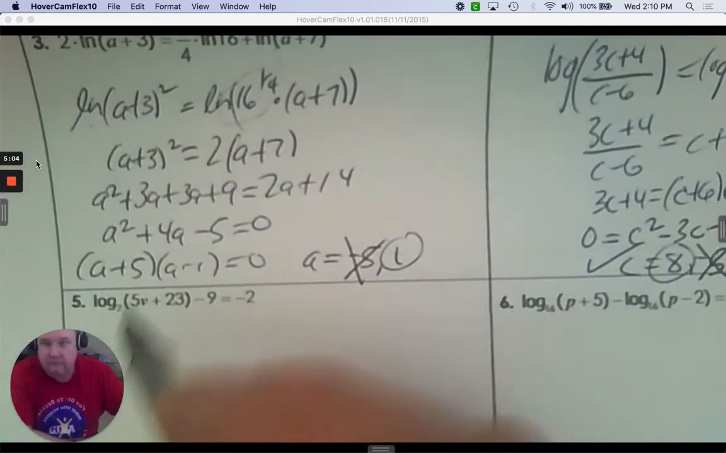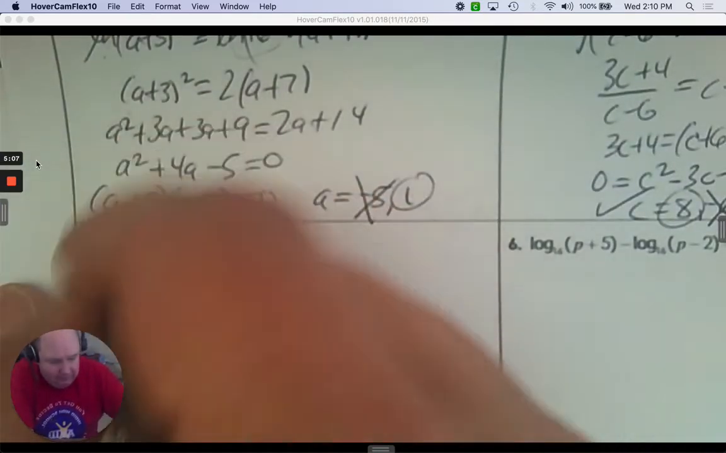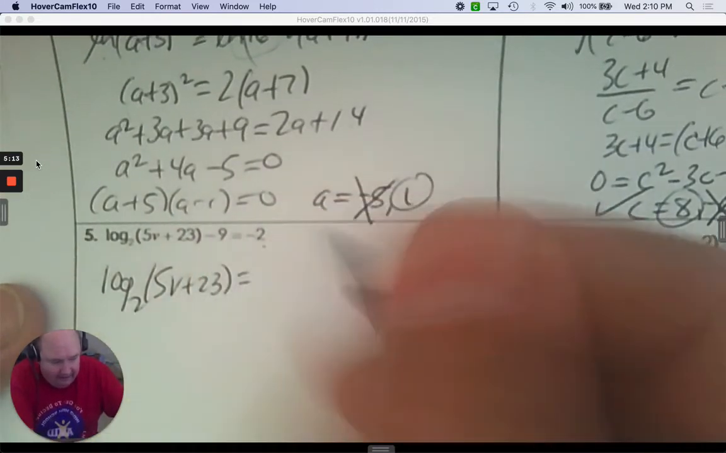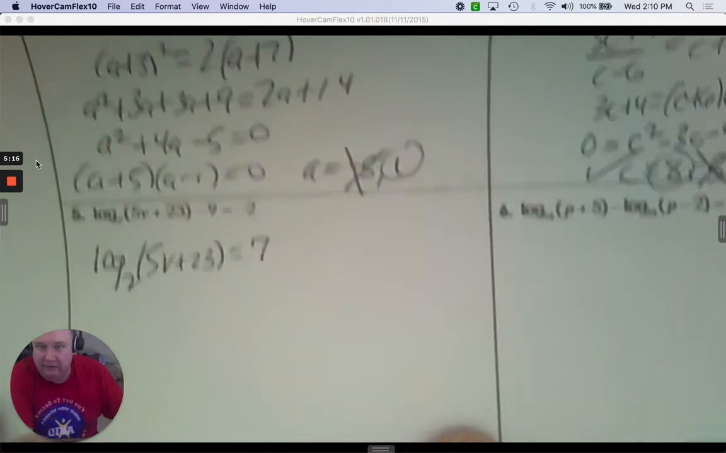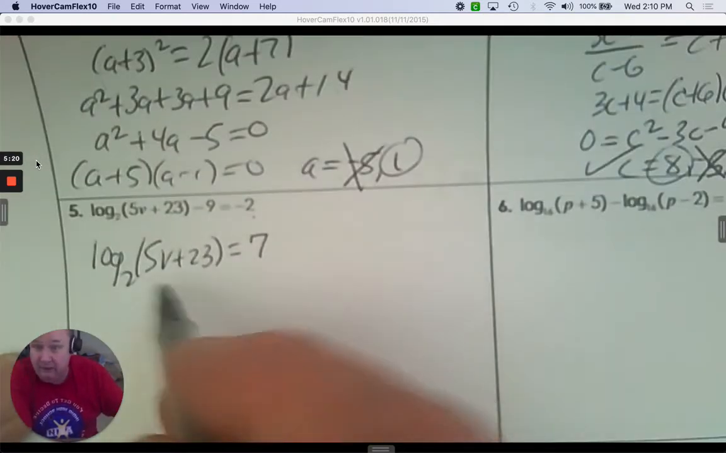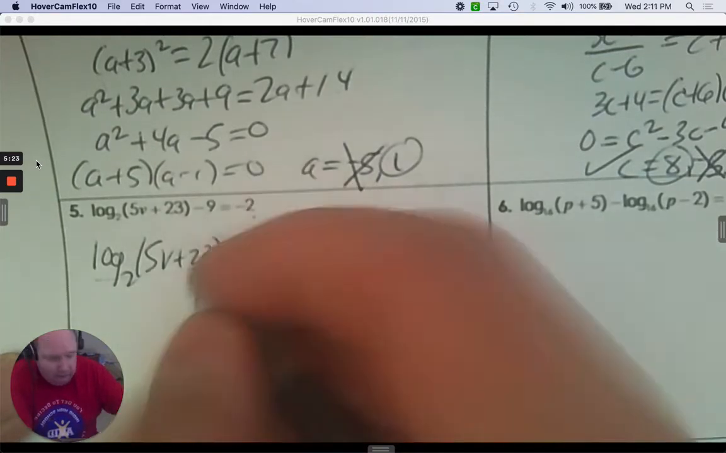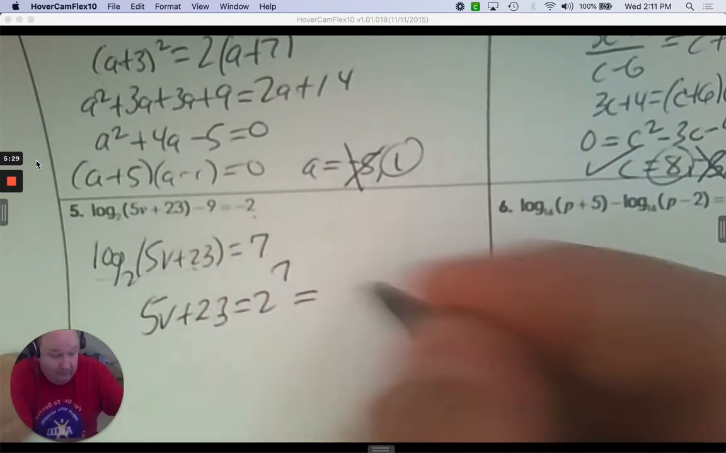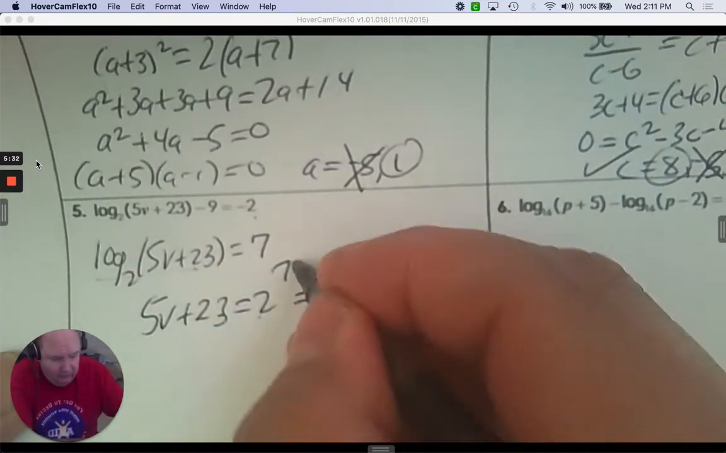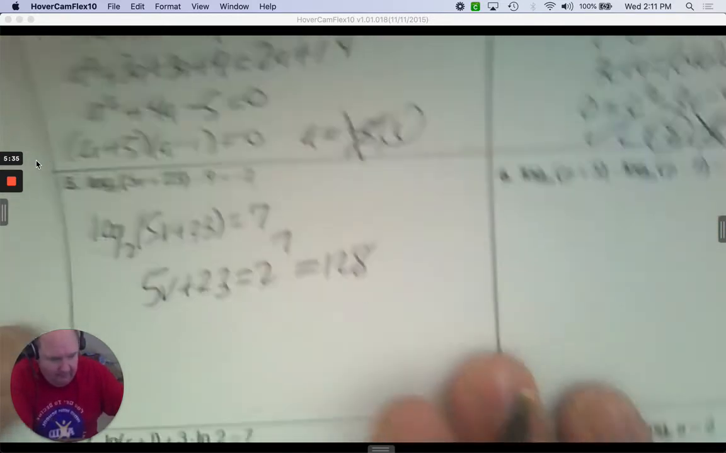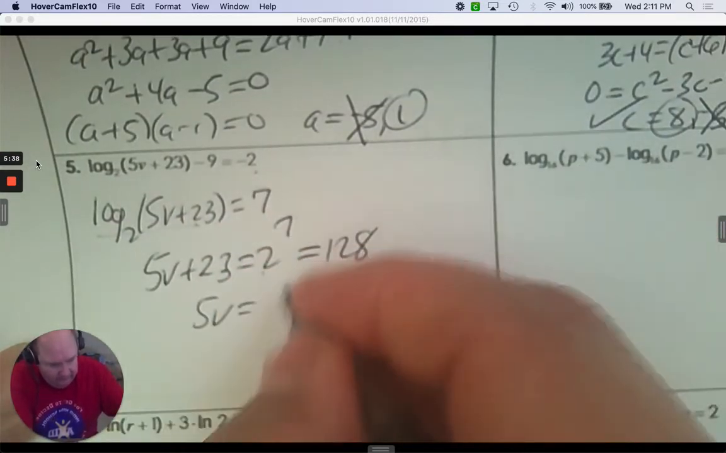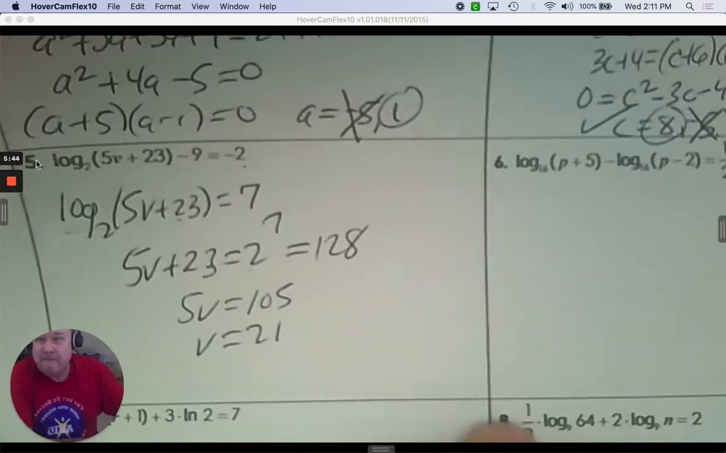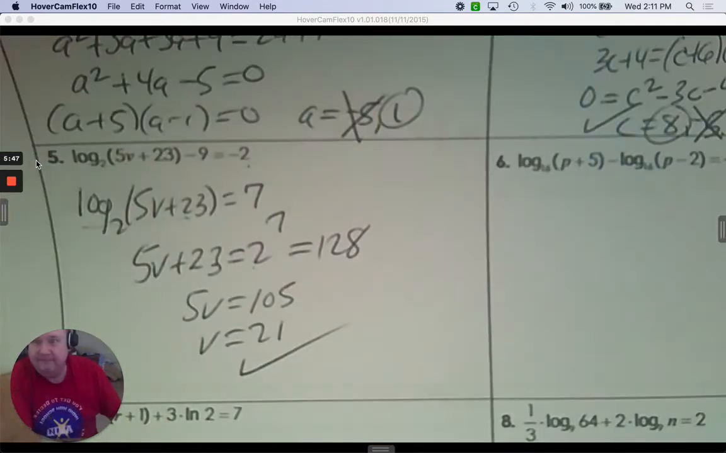Number 5. Here's the other type of logarithmic situation where it's equal to a number. So I'm going to isolate the logarithm. I'm going to add 9 to the other side. So that's equal to 7 when you add 9. Then I'm going to write it as an exponential. So if you have a logarithm equaling a number, write it exponentially. That's 5v plus 23. The base is 2 to the exponent 7. 2 to the exponent 7 is 128. Subtract 23. That's 105. Divide by 5. That's 21. And 21 is a great answer. Done.